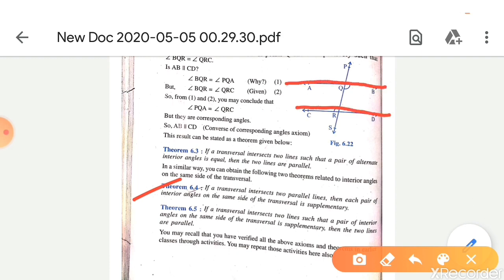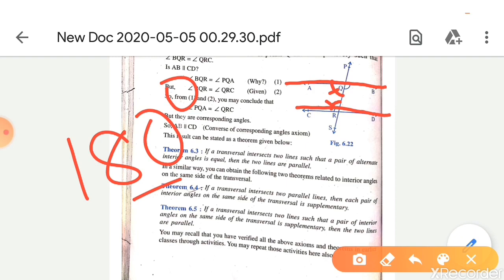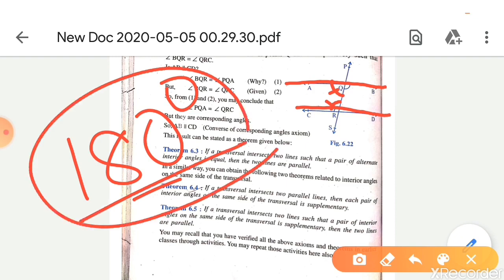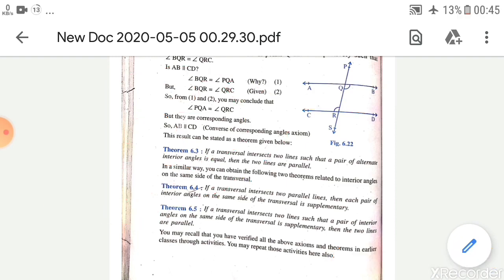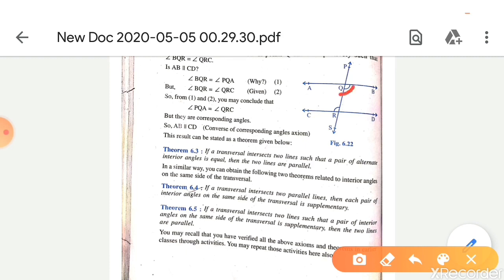then each pair of interior angles on the same side of the transversal, so here this angle and this angle, each pair of interior angles on the same side of the transversal is supplementary. So when we add this angle and this angle, we will get 180 degrees. Supplementary angles means the sum of the two angles will be 180 degrees. Again on this side, when we sum up these two angles, we will get 180 degrees. So it is theorem 6.4.